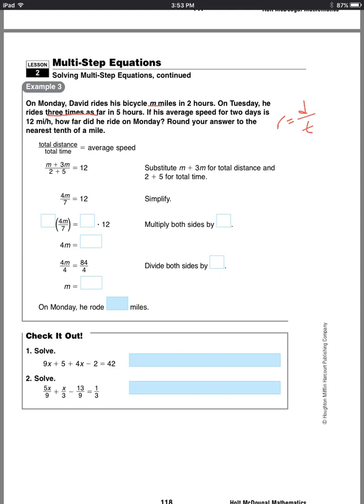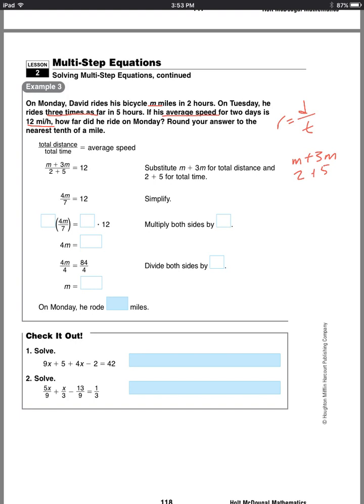Okay? And we add those together, because he went this far Monday, and on Tuesday he went this far. So we would add them to get our total. Then we're looking for total time. On Monday, he took 2 hours, and on Tuesday, he took 5 hours, and we would add those together to get our total time. So we combine our like terms. M plus 3M is 4M over 2 plus 5, which is 7, equals 12, because it tells us his average speed was 12 miles per hour.